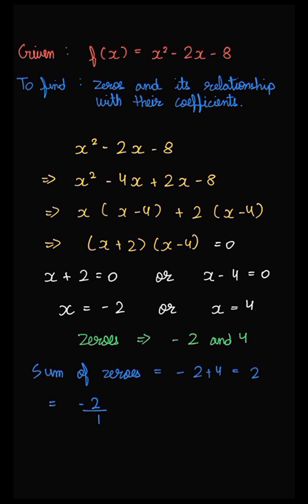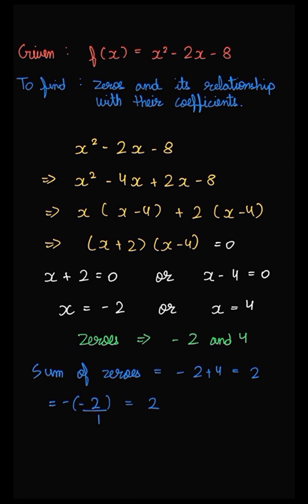And we will have a negative sign here because the sum of the zeros is represented by minus the coefficient of x upon the coefficient of x square. Further solving it, we get that this is equal to 2, which is in respect with the sum of zeros, so hence this is verified.